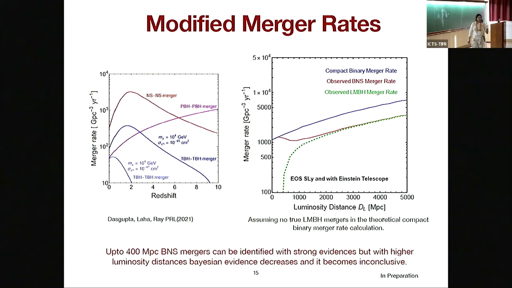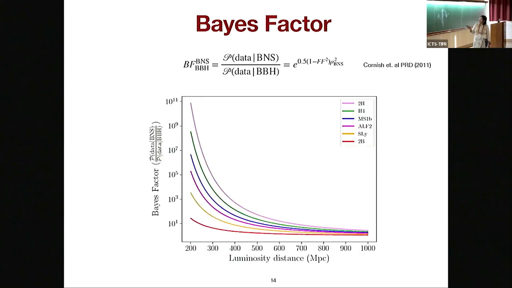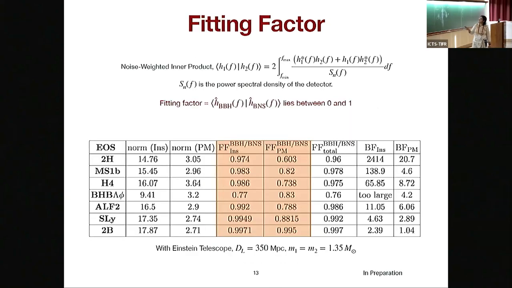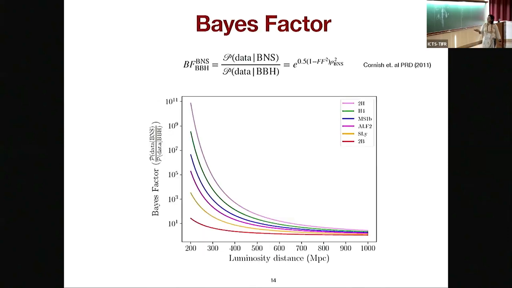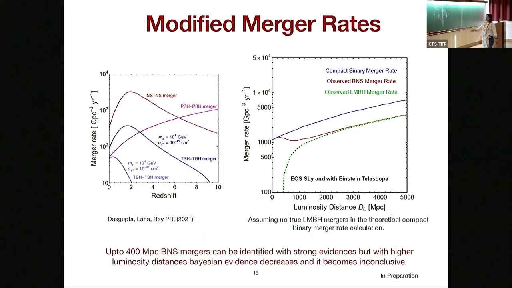If this has to be the case, then till 400 megaparsec, I have done this calculation with the SLy equation of states only. SLy is this one, the peak around 3200. With the SLy equation of state, you can do it better with the 2H equation of states, just from the fact that it is the stiffest equation of state.